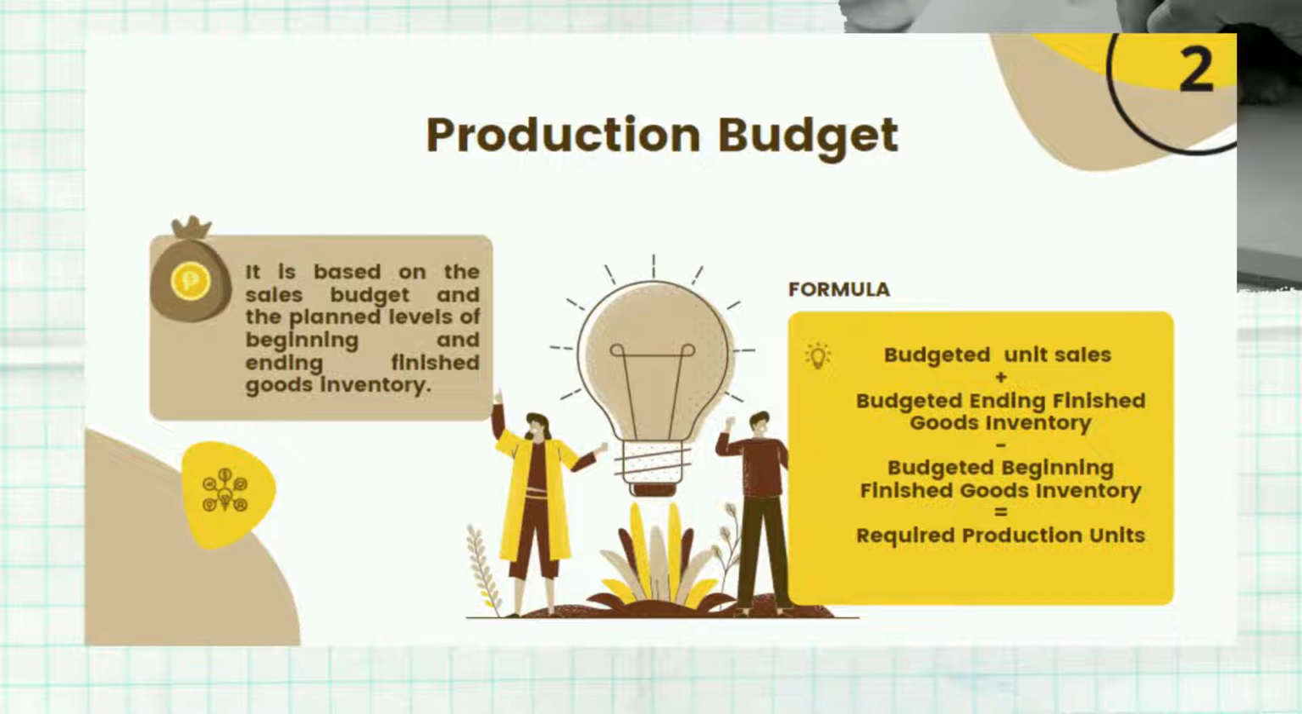This time, let's do the demonstration case A number 2, which is the production budget, the second step in the preparation of the operating budget. Here is the formula to be used in the computation. It is based on the sales budget and the planned levels of beginning and ending finished goods inventory. To get the required production units, we need to add budgeted unit sales plus budgeted ending finished goods inventory less the budgeted beginning finished goods inventory.